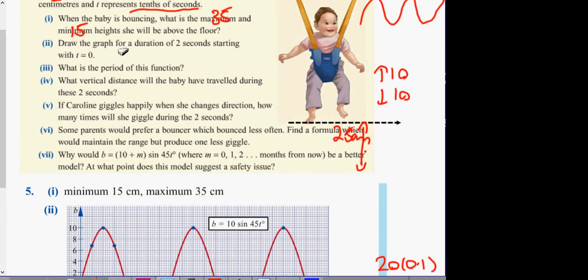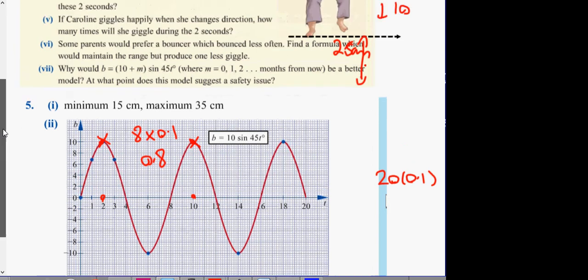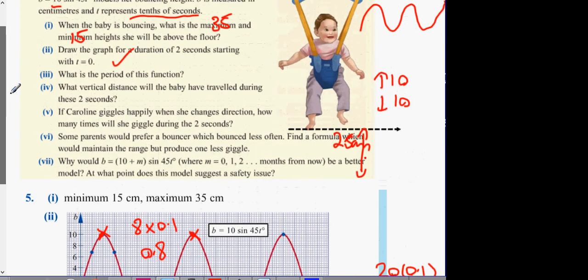We've just after doing that, it's drawn below. What is the period of the function? The period of the function will be from here to here, which is 8 units, but remember it's 8 tenths of a second, so it's going to be 0.8. Yeah, because each gap represents a tenth of a second. It's 8 gaps from 2 to 10, peak to peak. And it's going to get me 0.8. Okay. Now, 0.8 of a second.